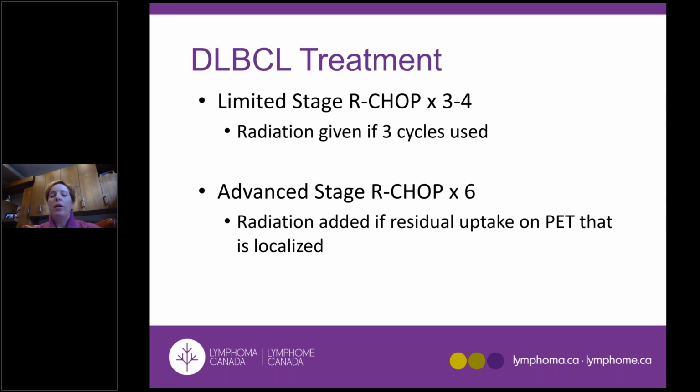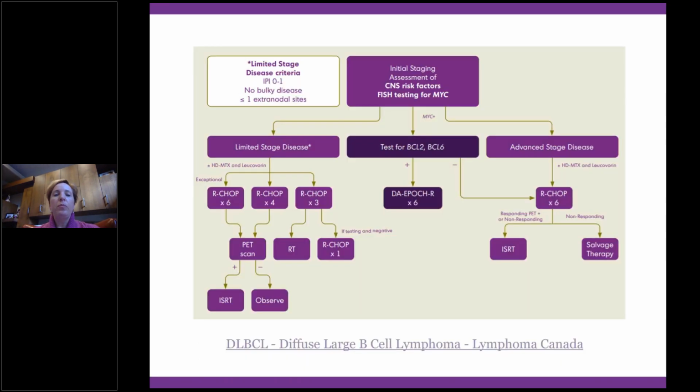Advanced stage DLBCL is much more common, and so most patients will have a course set for 6 cycles of R-CHOP chemotherapy, with radiation added only if there's residual uptake on PET scan that is localized, so not as a rule at the end of therapy.